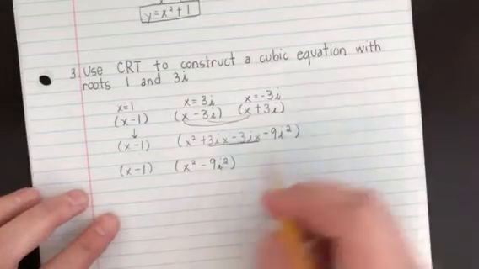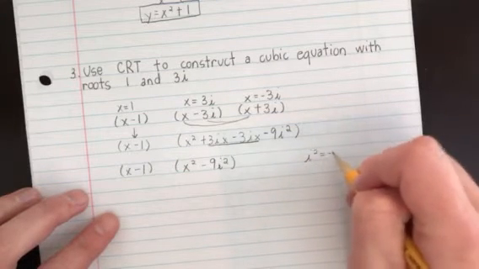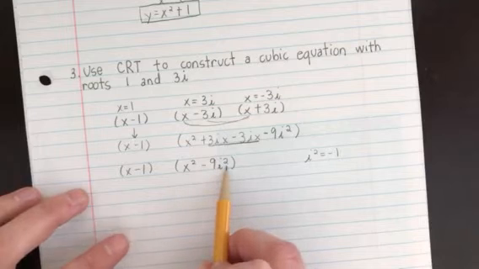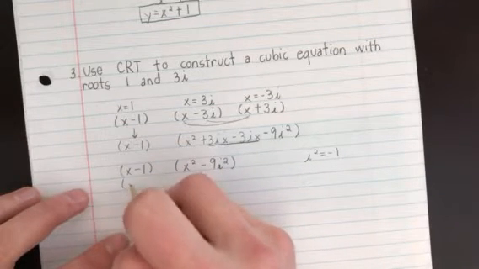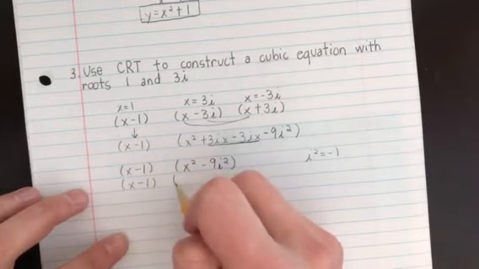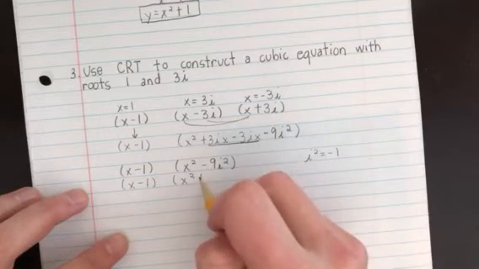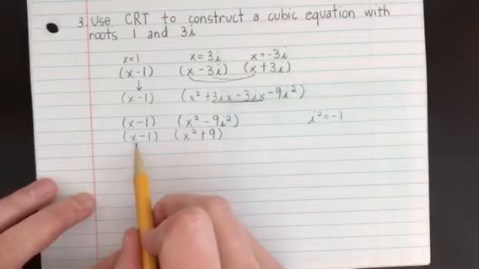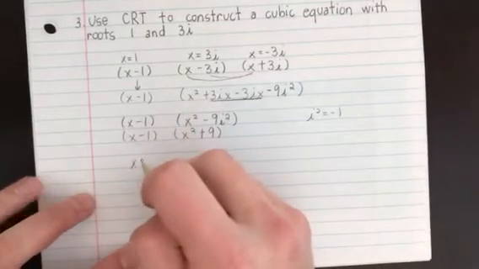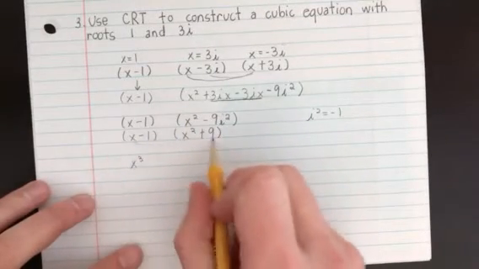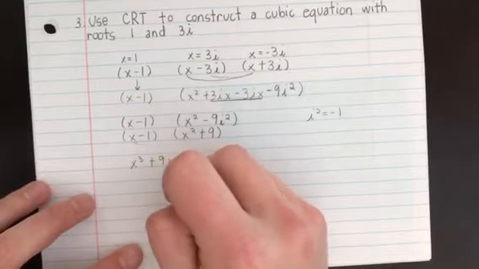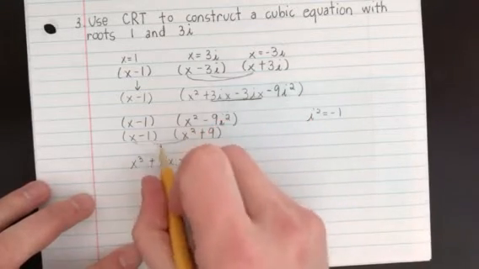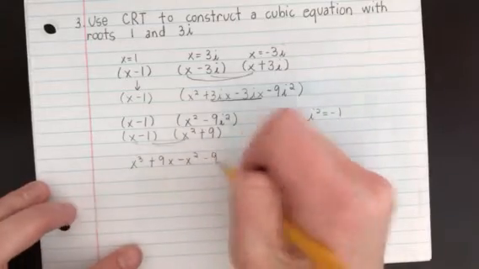From before, i squared equals negative 1. So this is going to turn into a negative 1, and negative 9 times negative 1 is going to be a positive 9. So I'd have x minus 1 times x squared plus 9, and then I FOIL again. X times x squared is x cubed. X times 9 is 9x. Negative 1 times x squared is negative x squared. And negative 1 times 9 is negative 9.